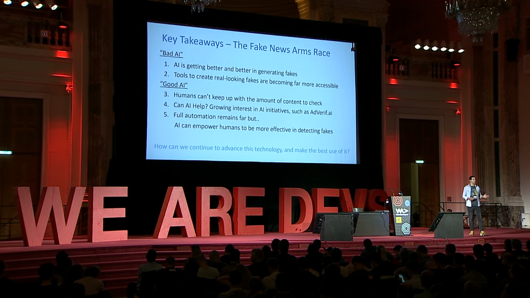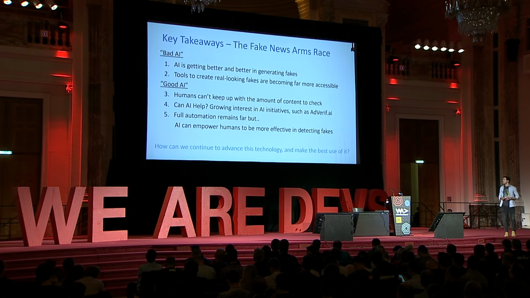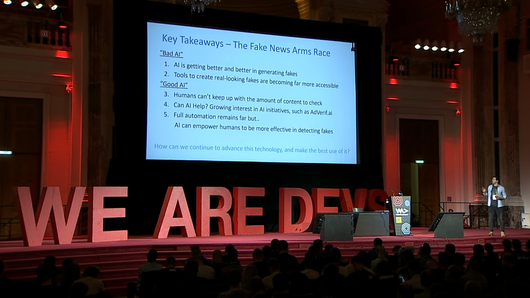And we're seeing a few initiatives going in this direction. We saw examples of how you could use AI for text detection using natural language processing. We saw examples of machine learning with image recognition to differentiate between real and fake videos. And before I wrap up, I would like to leave you with this question. How can we continue to advance this technology and make the best use of it?